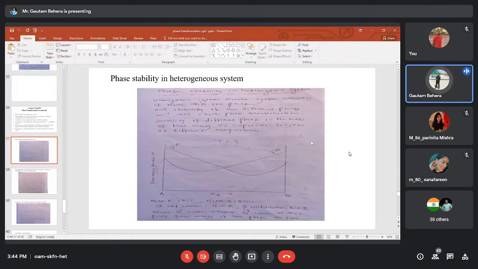So we'll see the phase stability. As I told, if a lot of phases will be there, or if more than one phase will be present in a system, then they will have a stability. They are stable at a particular composition at a particular temperature range, right? It doesn't mean a phase will always remain stable throughout all the composition, throughout all the temperature. It is not so, right?